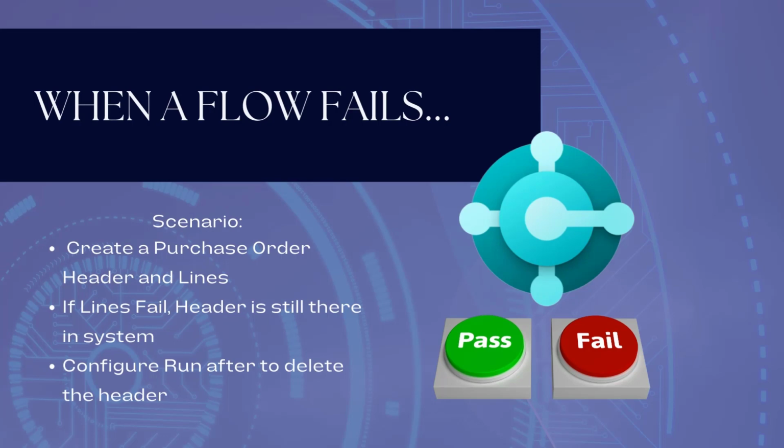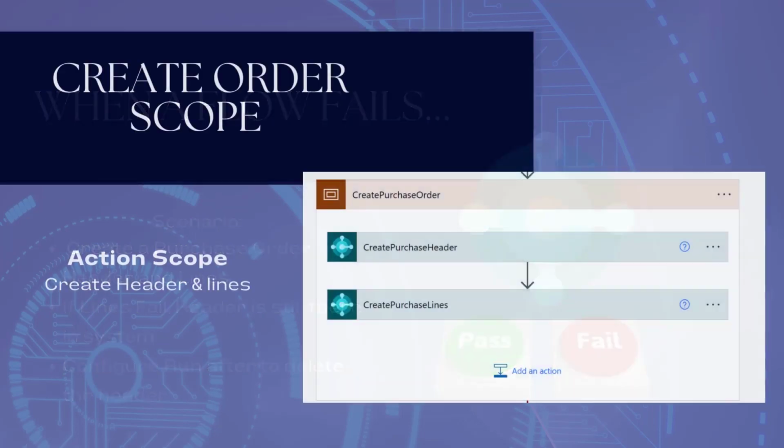A common scenario that I see is that you'll have a header and a line, but the line will fail, and then you'll just have basically an empty header with no lines inside the system. Today we'll take a look at using the configure run after to actually delete the header and have a nice clean system. Let's get into it.